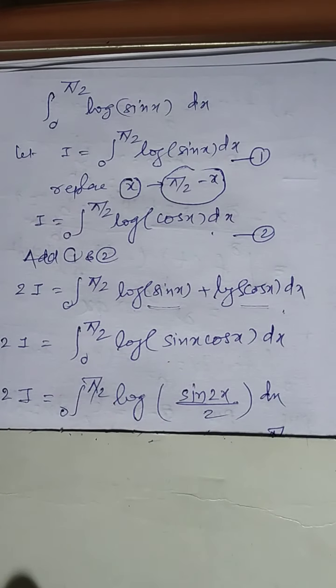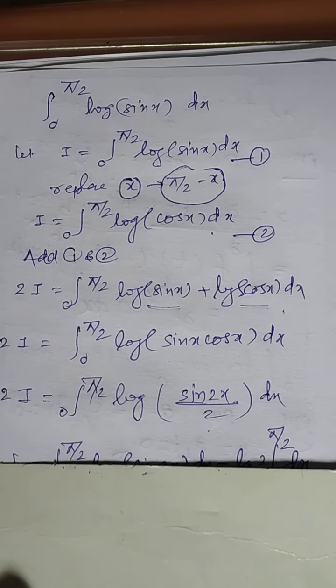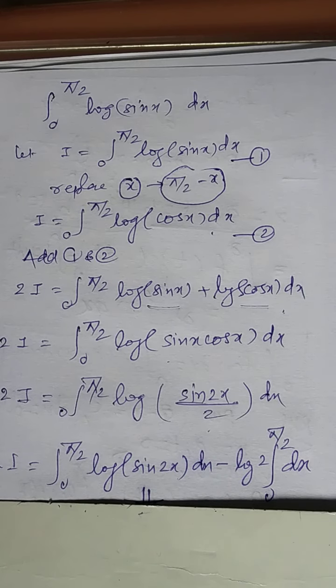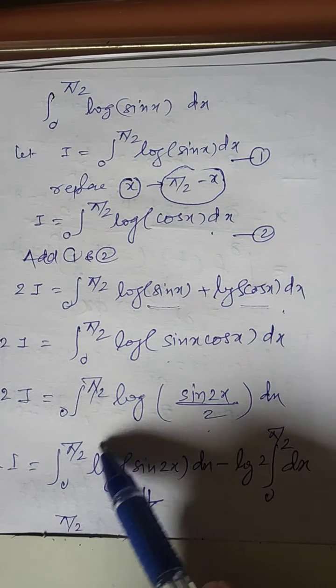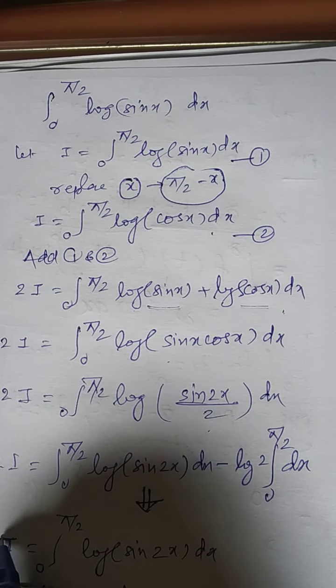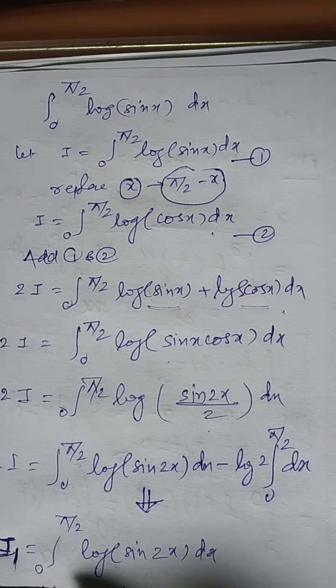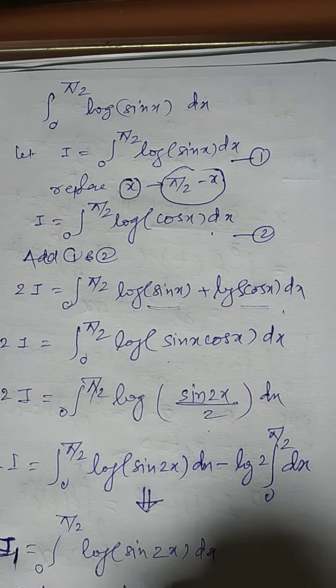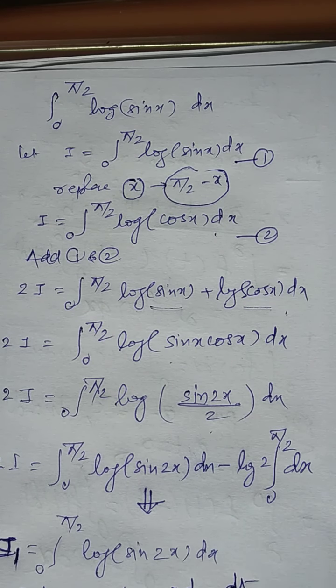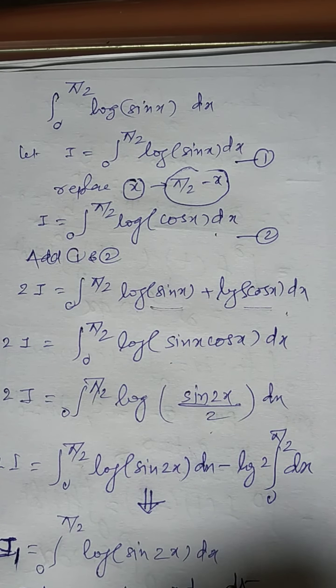Try to understand this step, because I am now opening that. The integral from 0 to pi by 2 of log of sin 2x minus log 2, I have taken outside, and the integral from 0 to pi by 2 of dx. Now this is the expression which I will take and call another function I1, and try to integrate the integral from 0 to pi by 2 of log of sin 2x dx. Twice x is equal to t. What happens? 2 dx is equal to dt. So if x is equal to 0, t also becomes 0, and when x is equal to pi by 2, then t becomes pi.